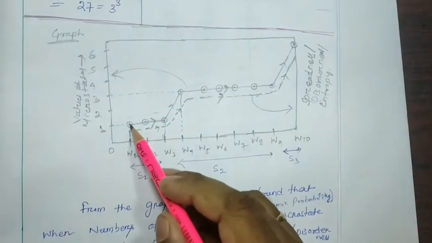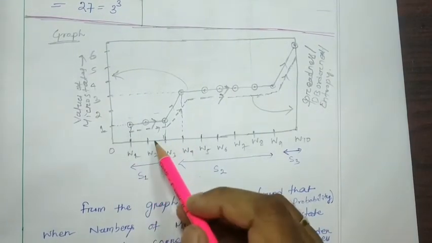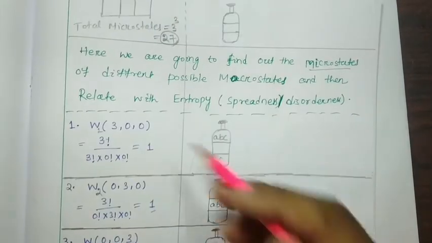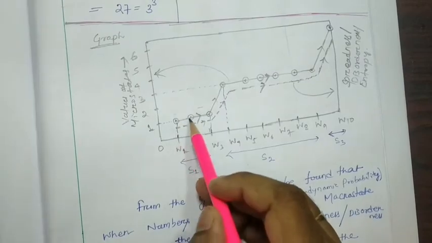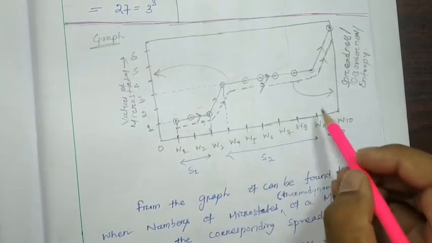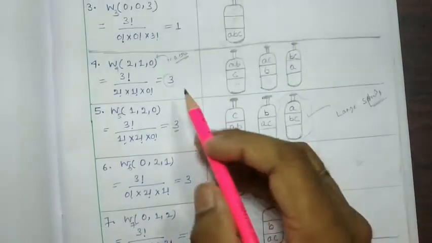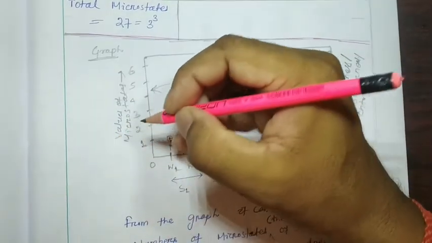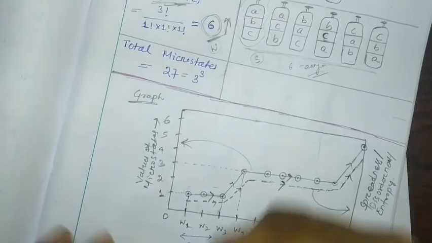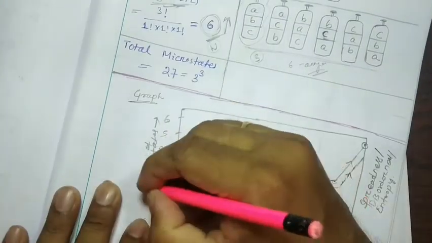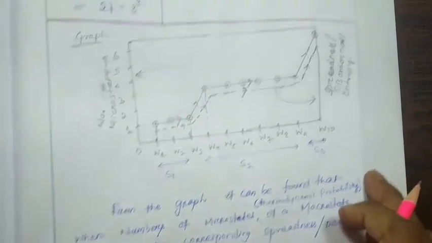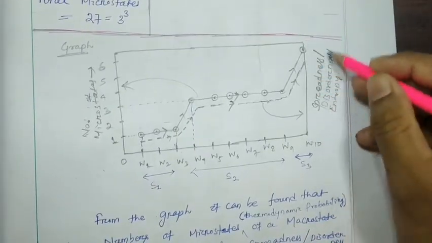For W1 the microstates are 1. From W1 to W3 the microstates are 1, 1, 1. Then from W4 to W9 the value is 3, 3, 3. So this axis represents the number of microstates. Here you just write number of microstates, it will be better. Number of microstates of the corresponding macrostates. And this side represents spreadness or disorderness or entropy.